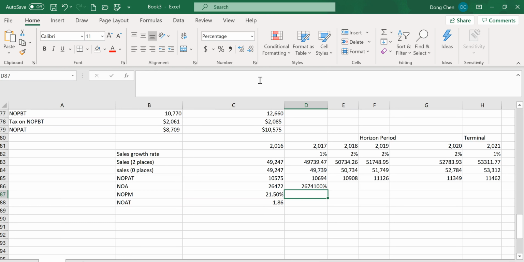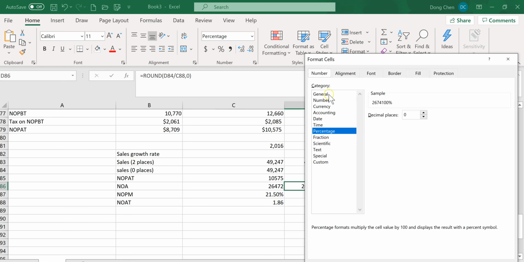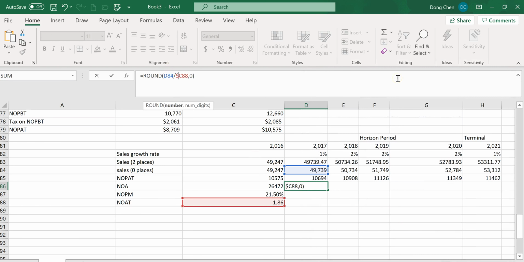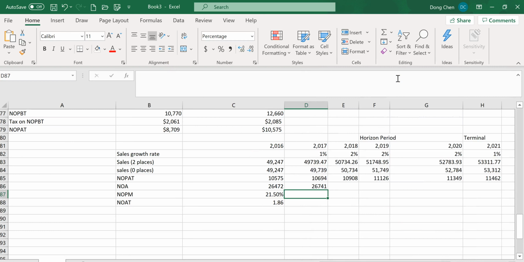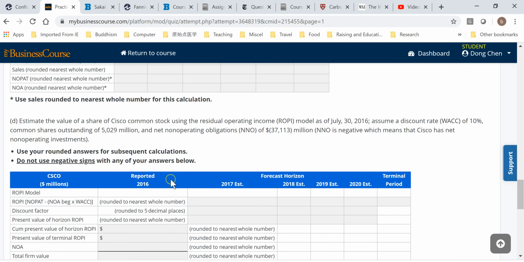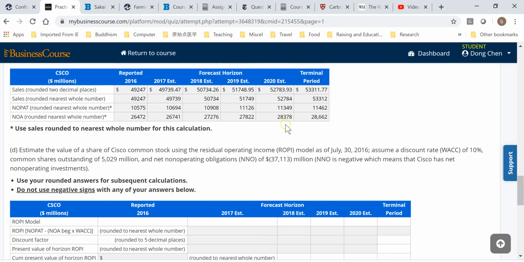Then I change this format not to be in the percentage term, but in the number, just general. And I need to fix this, right? I forgot to do that. So I fix the cell, and now I can drag all the way to the right. So the rest of the job is simply to copy all these numbers back to the table here. I have done copying all these numbers into this table, so we just continue.